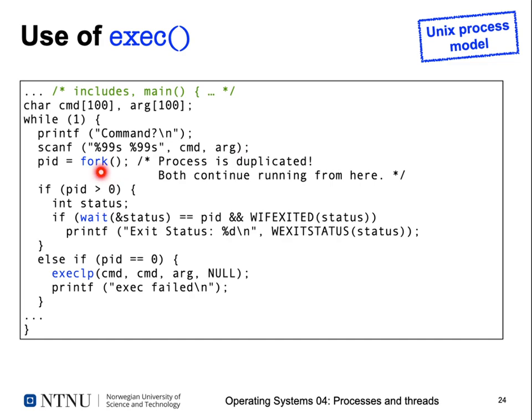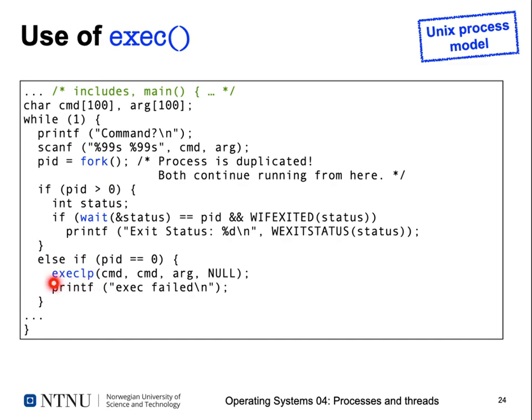Afterwards, we just call fork as before, so the process is duplicated. And if we're in the parent process, then we're waiting for the child to exit. But if we're in the child process, now we're doing something different here. So as we've seen, as long as we use fork, parent and child have the same data pages and instruction pages, so they have the same variable contents here. So if we're in the child process, we still have the variables command and arg that we read using the scanf here. So the contents are the same in the parent as in the child.